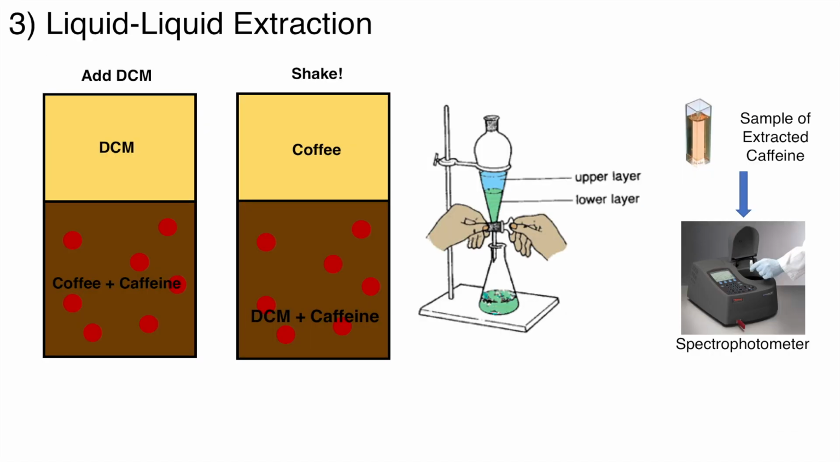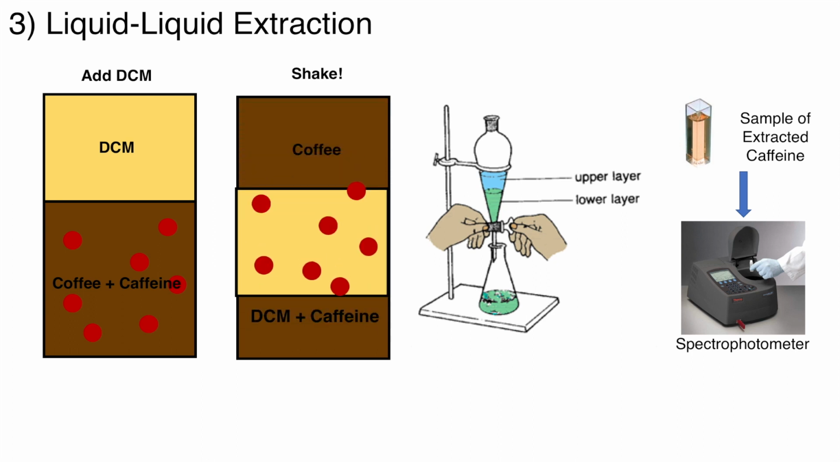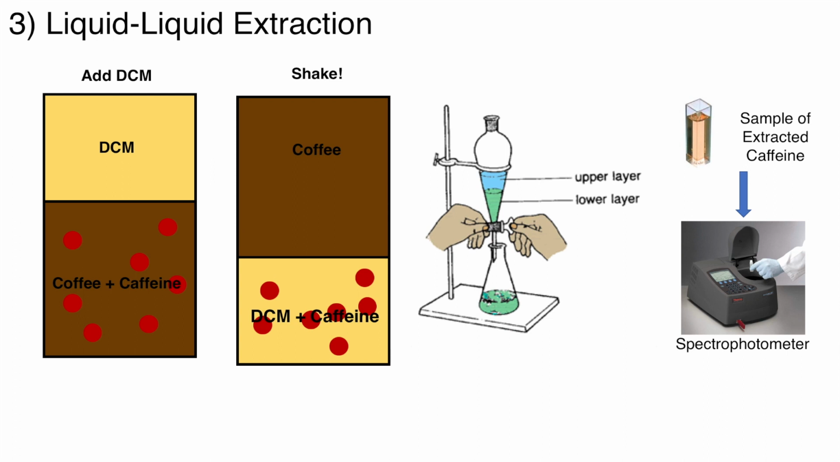The last step is separating the caffeine from coffee through liquid-liquid extraction. This is done by adding dichloromethane or DCM to the coffee. Caffeine dissolves better in DCM than in the water in coffee. As a result, the caffeine leaves the coffee and goes into the DCM. The coffee mixture is then shaken to create these layers. It is similar to how oil and water act when mixed together. Because DCM is denser than water, it will be in the lower layer where it can be removed easily. The sample is then put in a spectrophotometer as mentioned before in step 1.